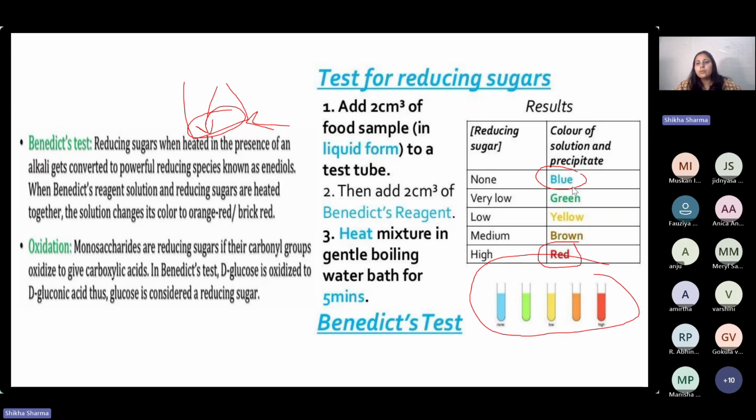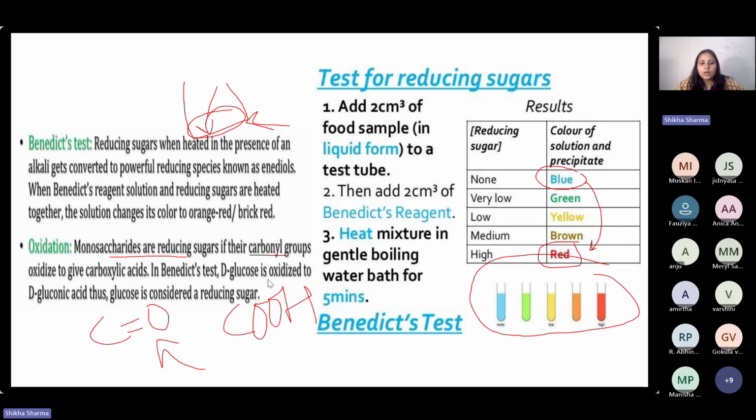With higher concentration the color goes from blue to green to yellow to brown to red. So it will be more red if more reducing sugar is there. Because the monosaccharides which are reducing sugars have the carbonyl group. This group will oxidize and form carboxylic acid.